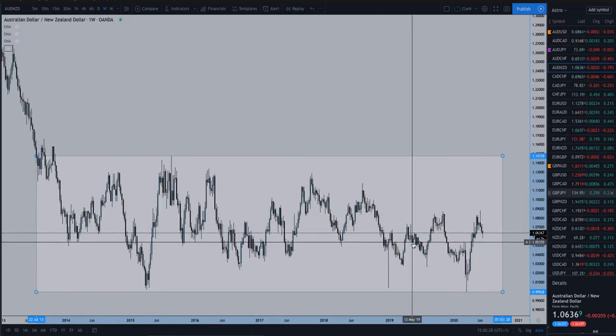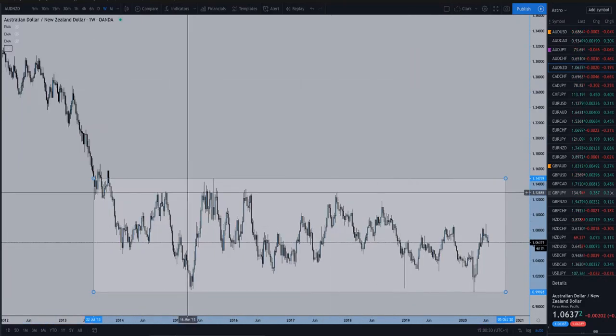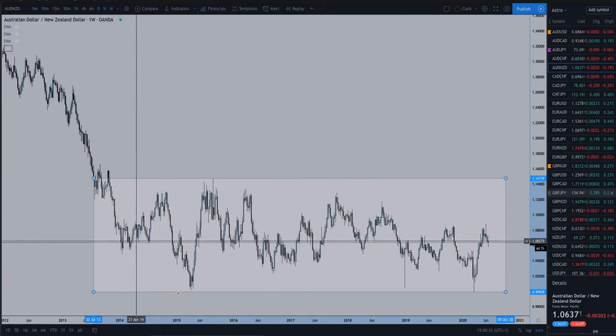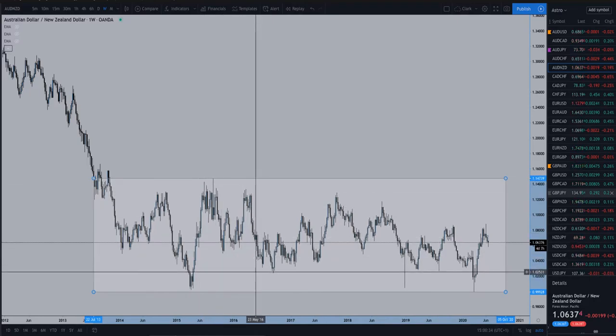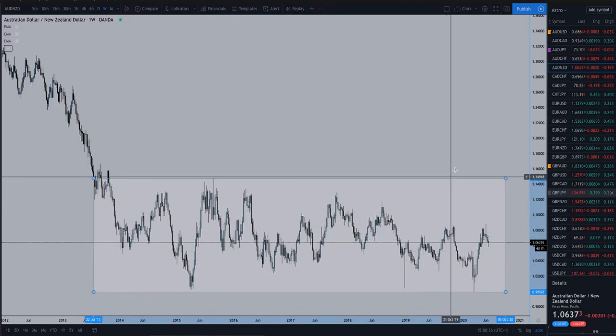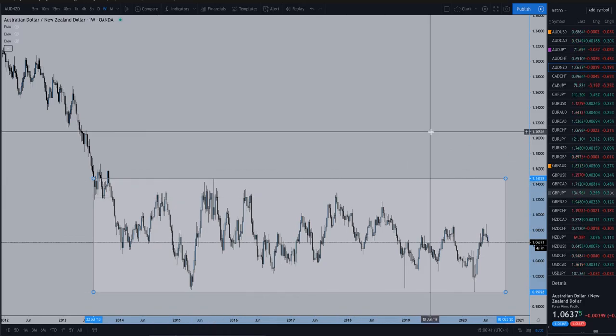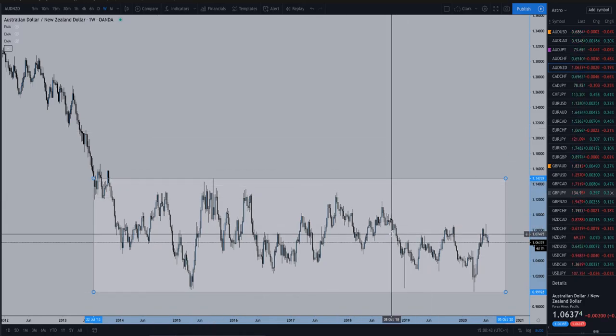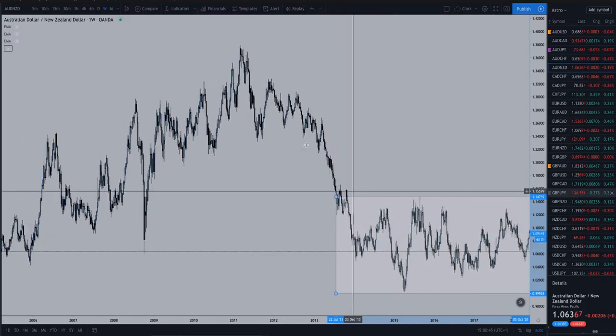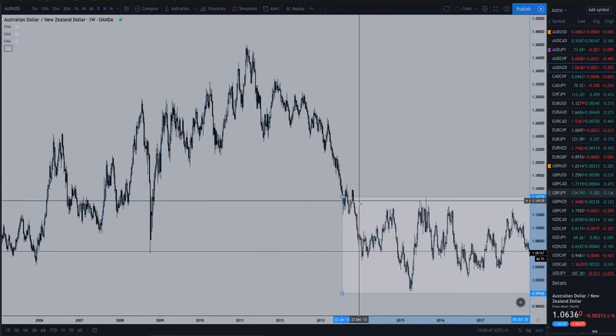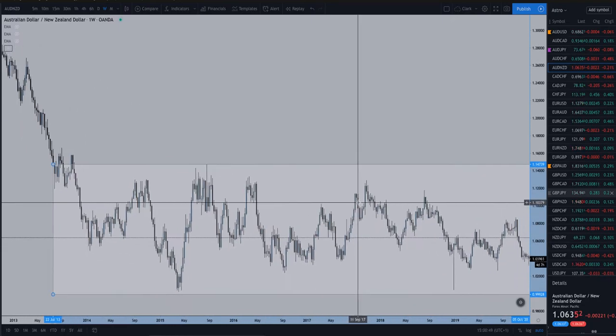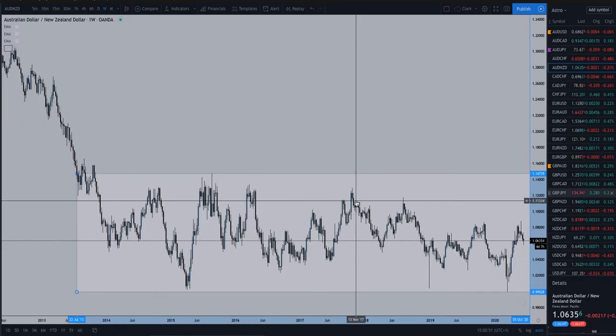But let's just look. Range, range, range. Ranging means bouncing off the top, bouncing off the bottom, bouncing off the top, bouncing off the bottom. It's not moving up, it's not moving down, as opposed to this, okay? Severe downtrend, strong downtrend. All right, so anyhow, let's delete that.